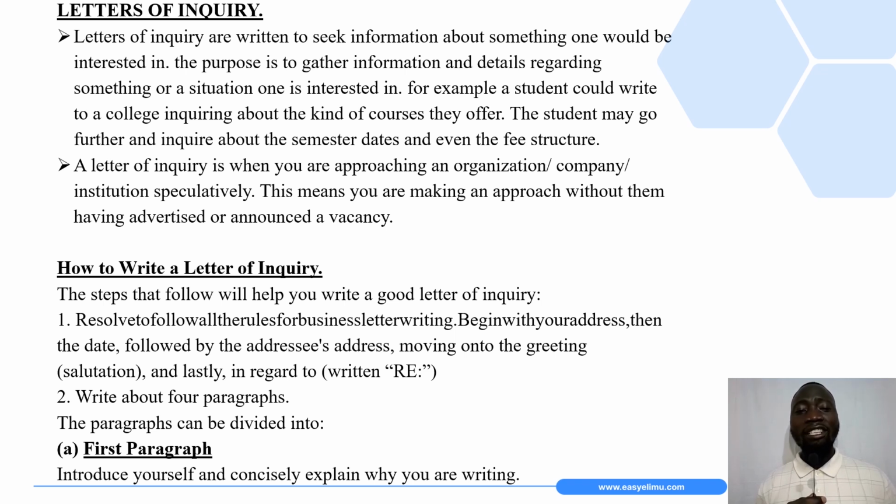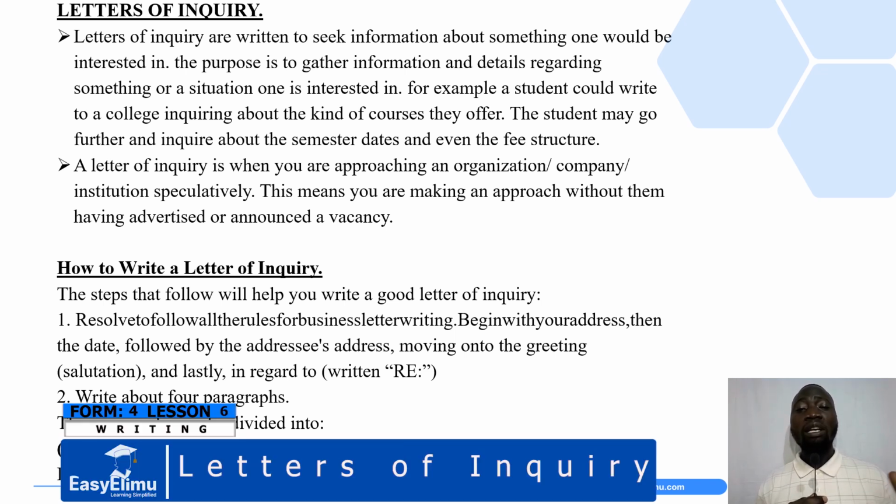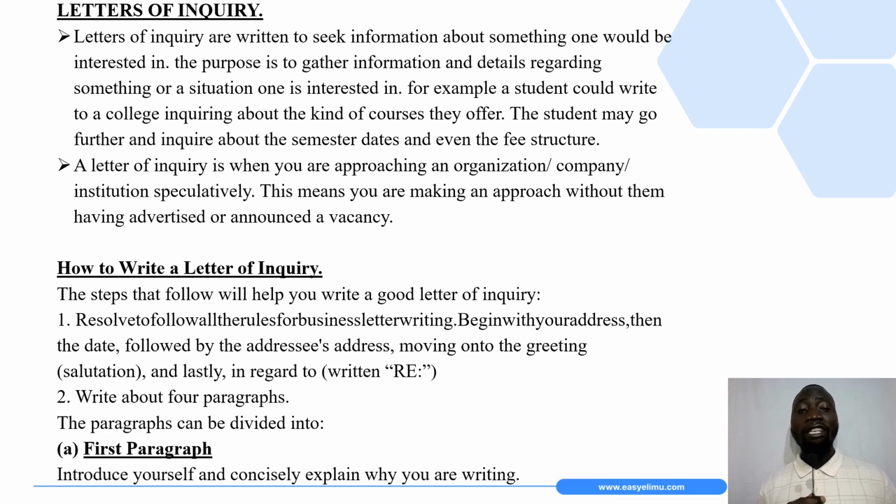So when student X writes, that is, or includes some of these details in his letter, then it is said that he is writing to the college to seek information about maybe a course and some of the requirements. So a letter of inquiry, again, is when you are approaching an organization, company, or institution speculatively. So this means you are making an approach without them having advertised or announced a vacancy.